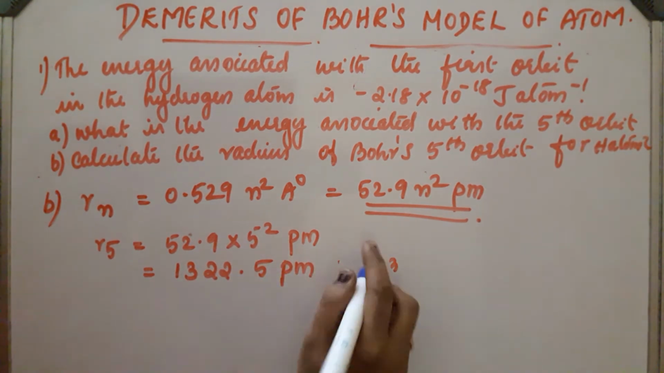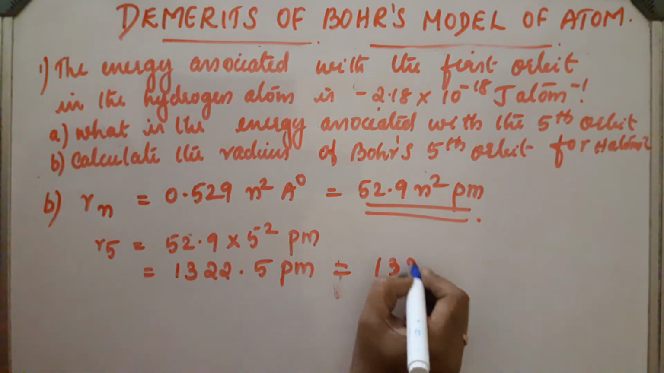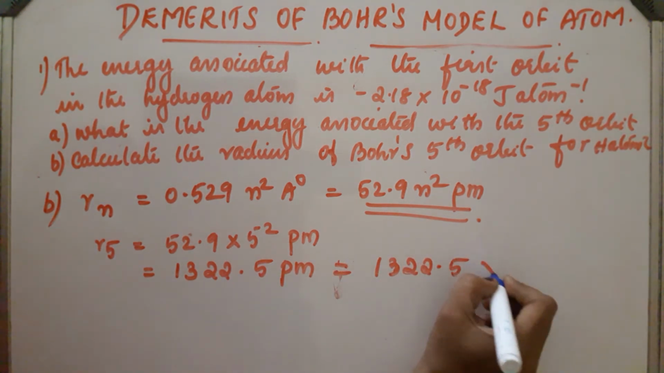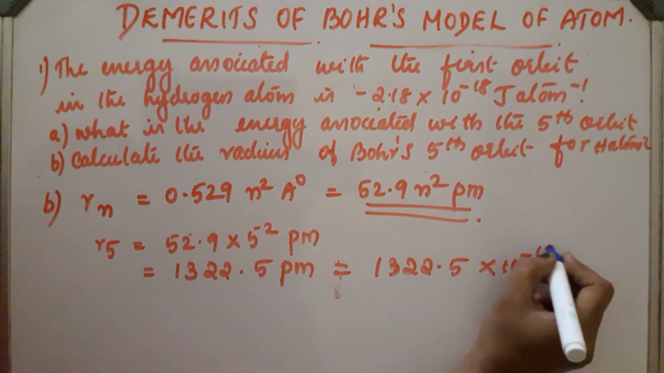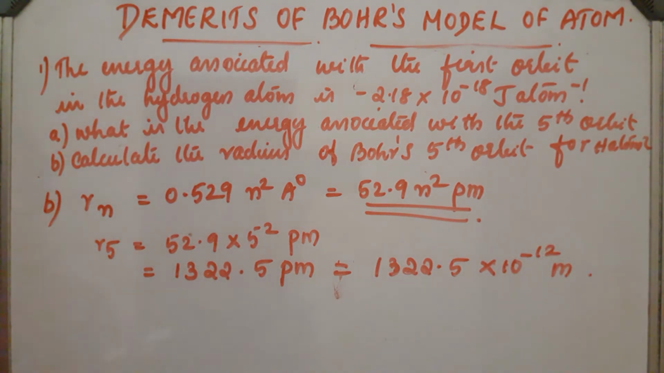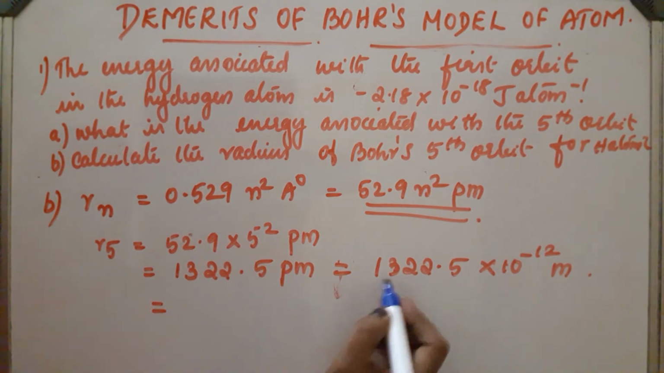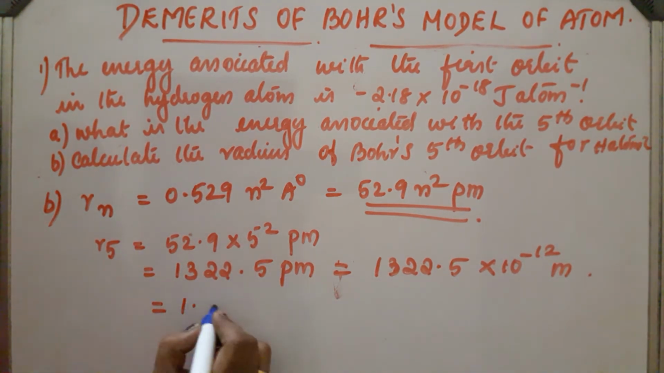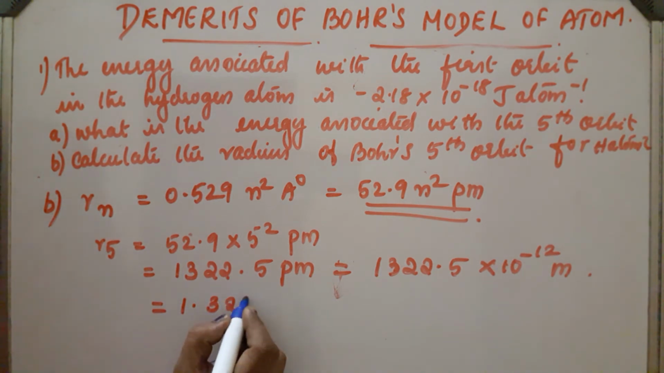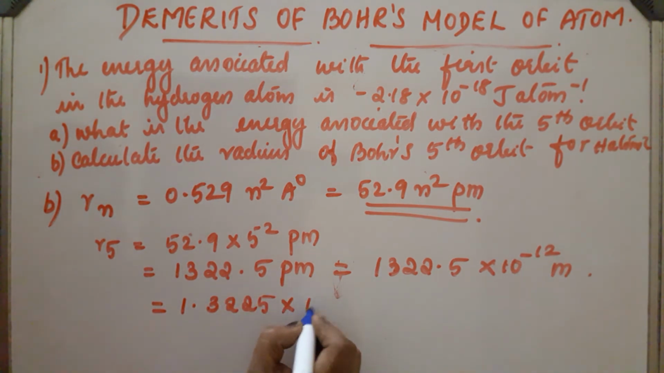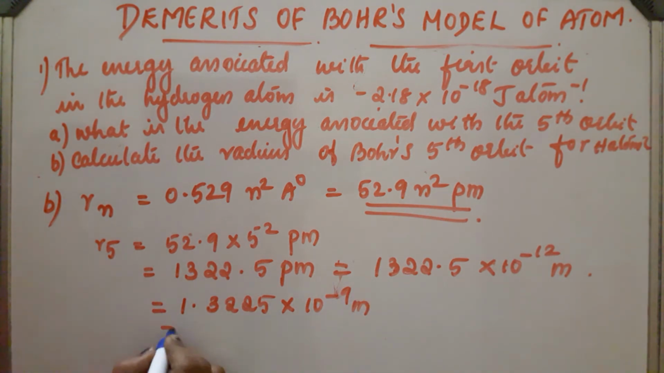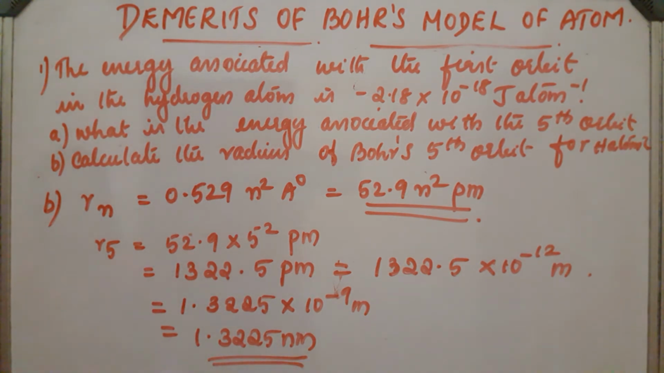Picometer is 10 raised to minus 12 meter, so this will be equal to 1322.5 into 10 raised to minus 12 meter. We have to convert it into nanometer. So the answer will be 1.3225 into 10 raised to minus 9 meter, which is equal to 1.3225 nanometer. Like this we can calculate the radius of the fifth orbit.